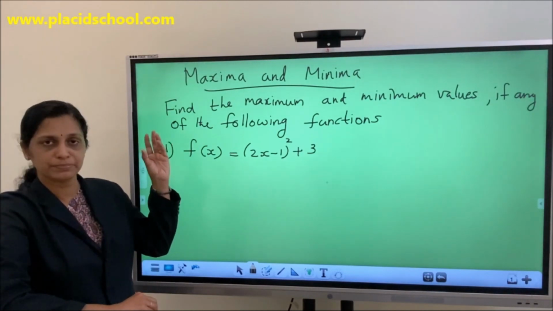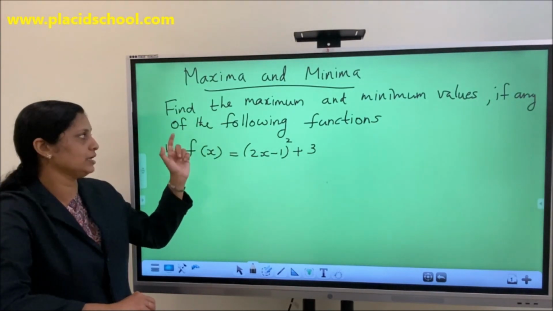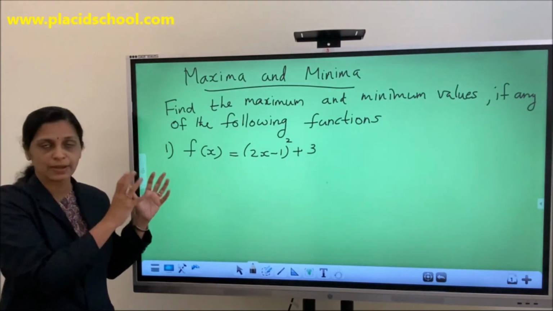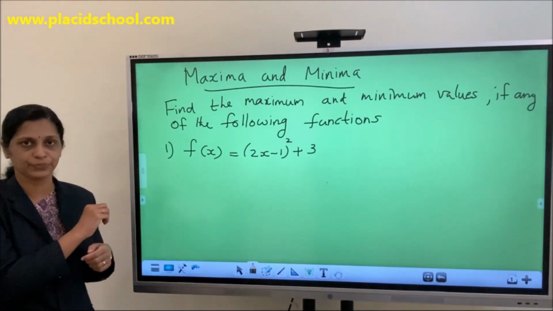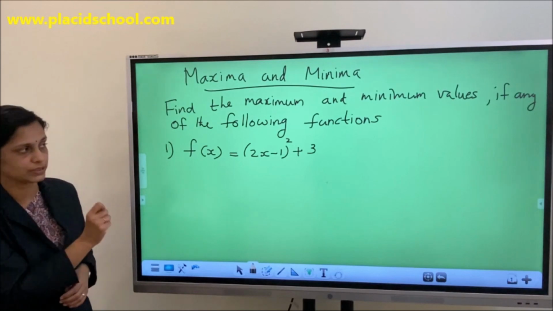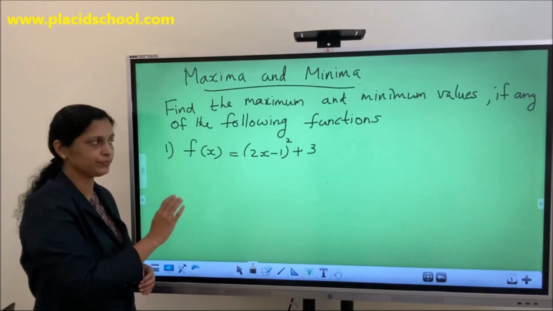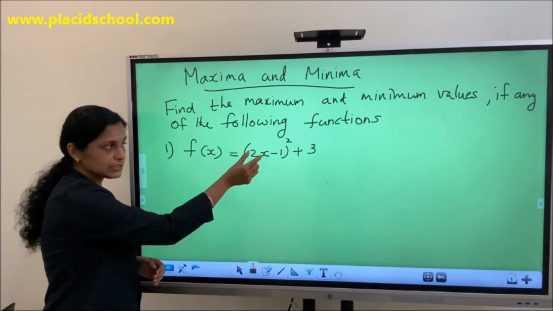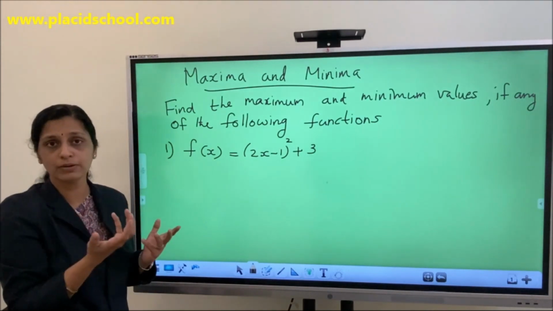Next section from the chapter applications of derivatives is maxima and minima. First we are going to do some problems. Look at the question: find the maximum and minimum values, if any, of the following functions. Using mind calculation, you have to find out the maximum or the minimum value of the following functions if they exist. Question number 1 is f of x is equal to 2x minus 1 the whole square plus 3. Here we have to find out maximum and minimum. Look, the first term is a perfect square, and we know that for this perfect square, the minimum value is 0 and we cannot say anything about the maximum value.